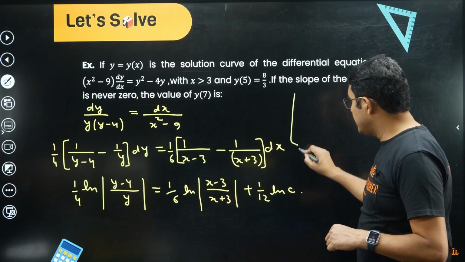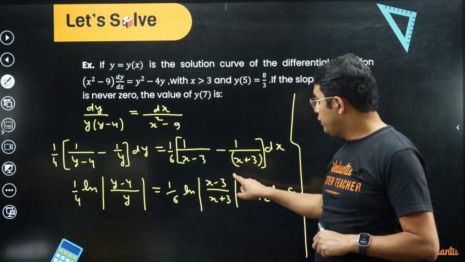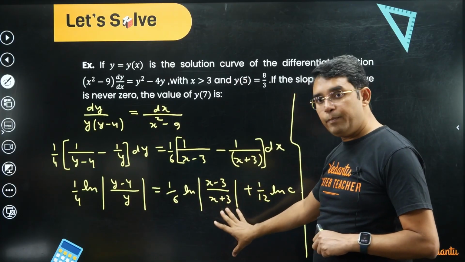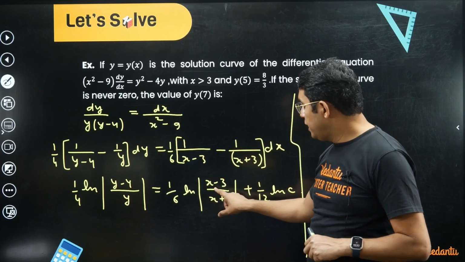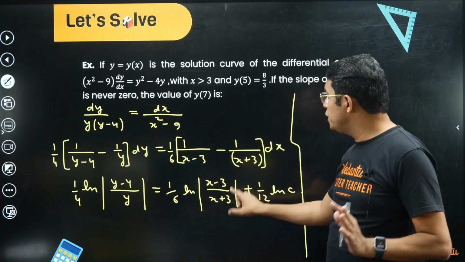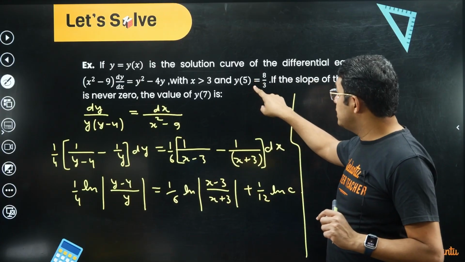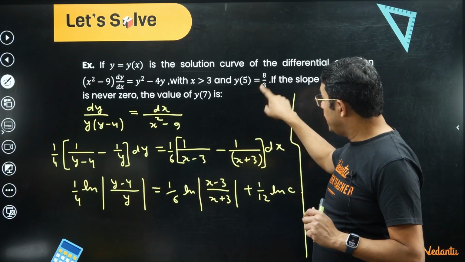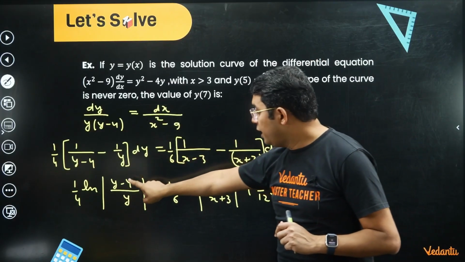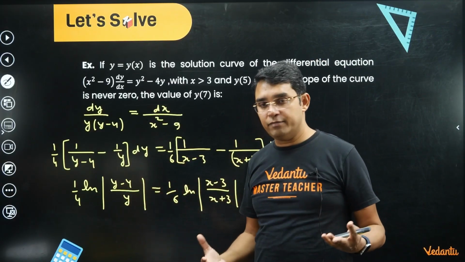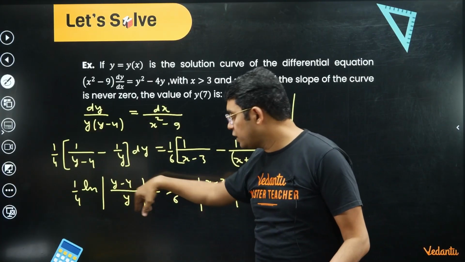Now one very important thing here, please listen carefully: we are given x is greater than 3. So if I take x greater than 3, this will be positive. So I will keep this mod like this only, like x minus 3 upon x plus 3. There is no need to change it here. But when we are given one initial condition where y of 5 is 8 by 3, so the value of y is 8 by 3. If I put 8 by 3 here, it is giving you negative. 8 by 3 minus 4 is negative, and 8 by 3 in the denominator is positive, so total it is negative.